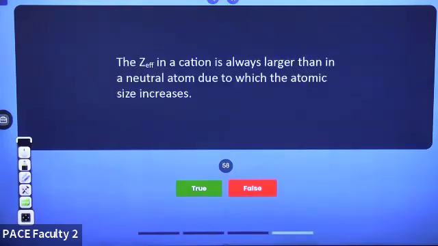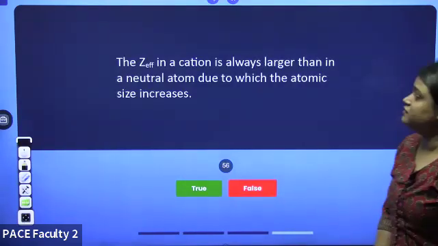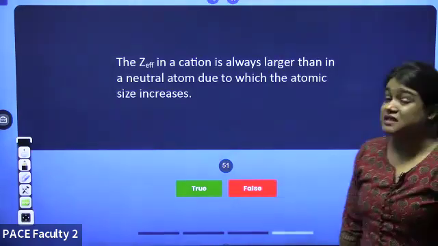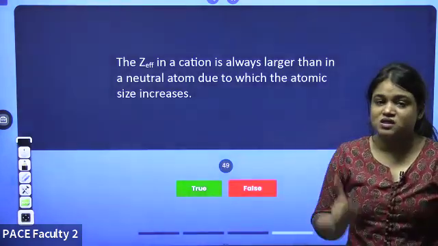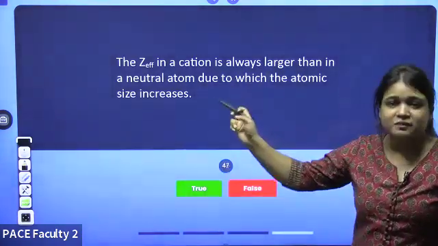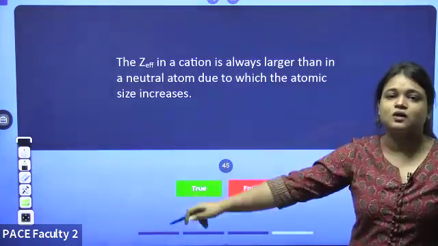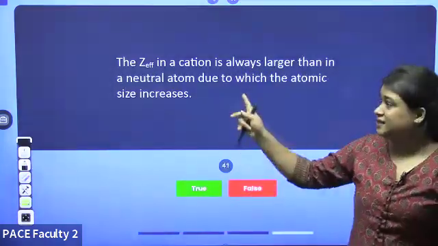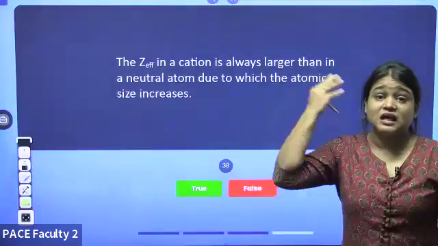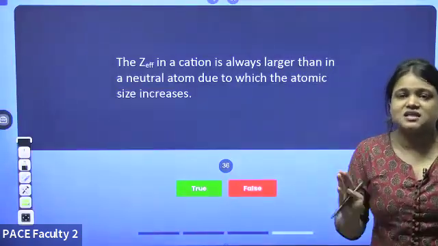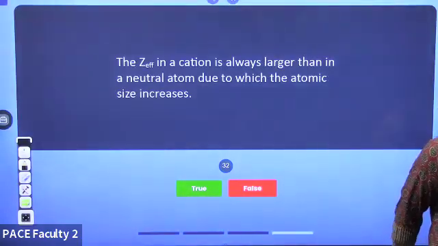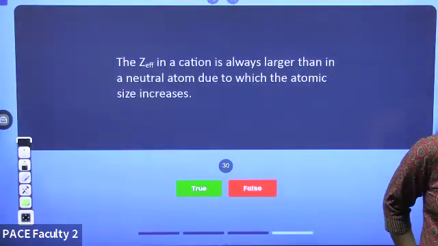Next. Z effective in a cation is always larger than neutral atom, due to which the size increases. ध्यान से पूरा स्टेटमेंट पढ़ना. कैटायन में इफेक्टिव न्यूक्लियर चार्ज ज्यादा होता है न्यूट्रल से. बात ठीक है. सेकेंड पार्ट कह रहा है दैट इज वाई एटॉमिक साइज इंक्रीजेस. क्या कैटायन का साइज ज्यादा होता है न्यूट्रल से? फॉल्स. यस. अंबसा, वेरी गुड.